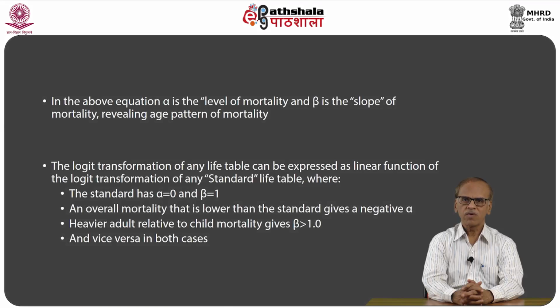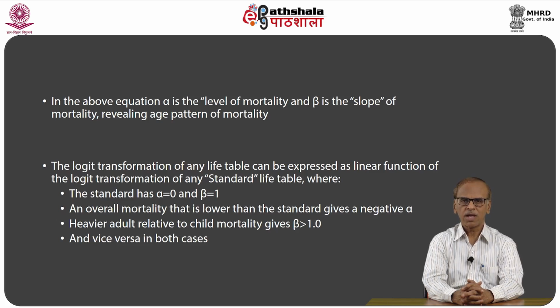Beta determines the relative importance of child versus adult mortality in the observed relative to the standard tables. In the above equation, alpha is the level of mortality and beta is the slope of mortality, revealing the age pattern of mortality. The Logit transformation of any life table can be expressed as a linear function of the Logit transformation of any standard life table, where number 1, the standard has alpha equals 0 and beta equals 1.